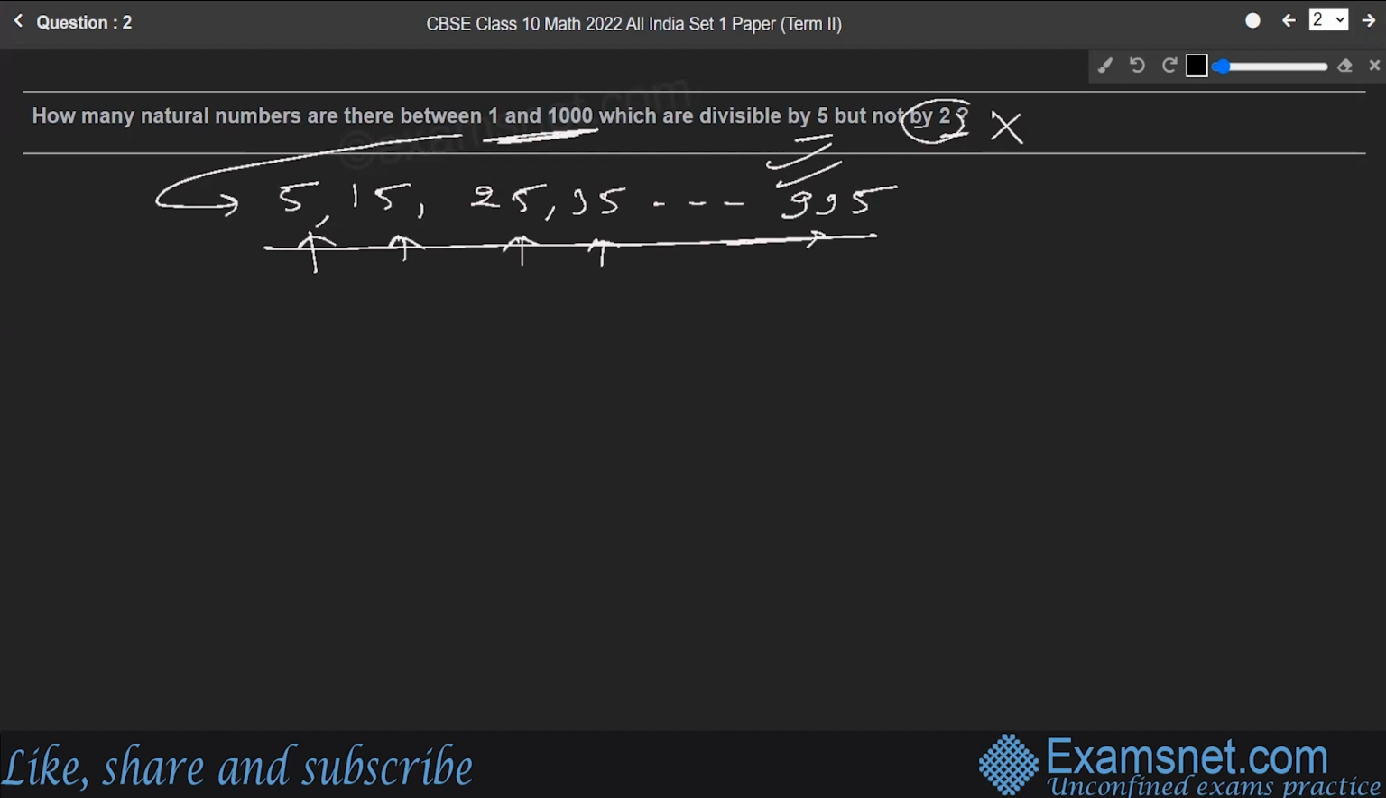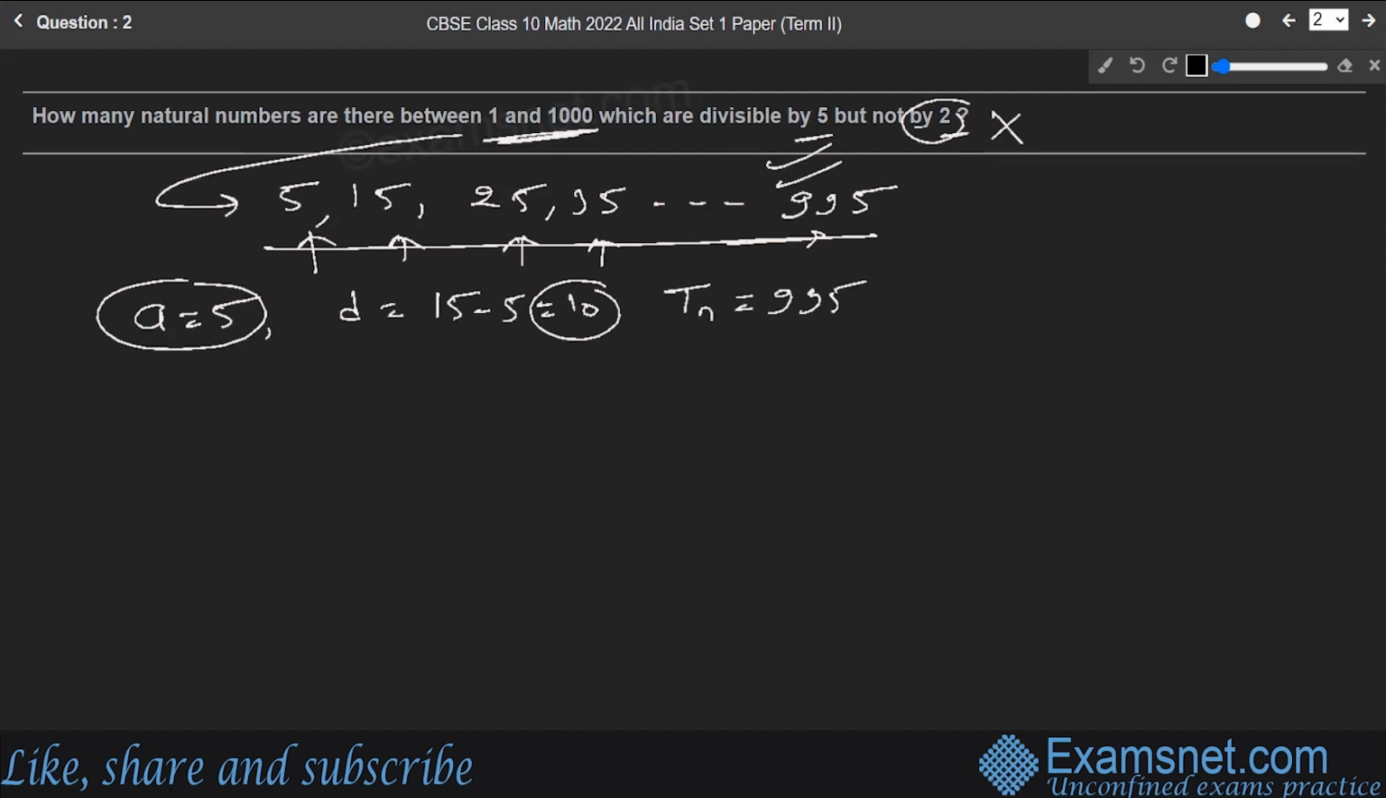Okay, so we can take down the terms. The first term is 5. A is 5. That is the first term of an AP. The difference can be found out by 15 minus 5. That is going to be 10. So the D value is 10. A value is 5. We can use the nth term formula for this. Nth term can be associated as 995. That is the last term also.